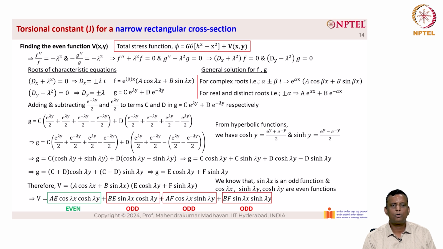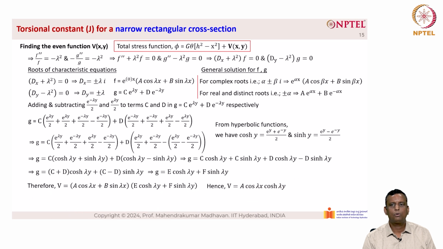And our focus is simply an even function because the displaced shape of the membrane exhibits an even function. So we are going to disregard the second, third and fourth terms, and we are going to focus only on the first term. So now we have v equal to a cos lambda x into cosh lambda y. So substituting the value of v in equation 3, that is for x equal to plus or minus h, which implies v equal to 0, we have a cos lambda x into cosh lambda y equal to 0.